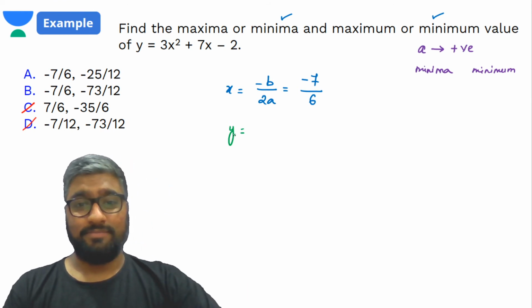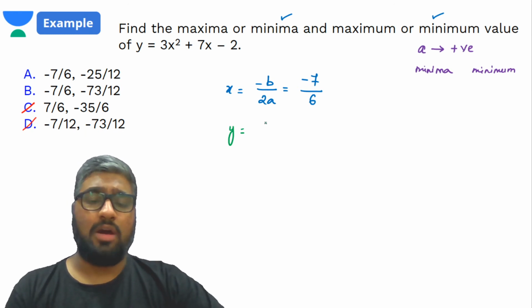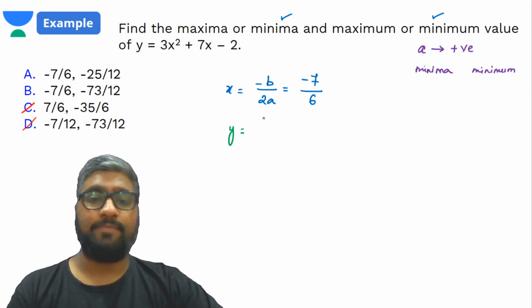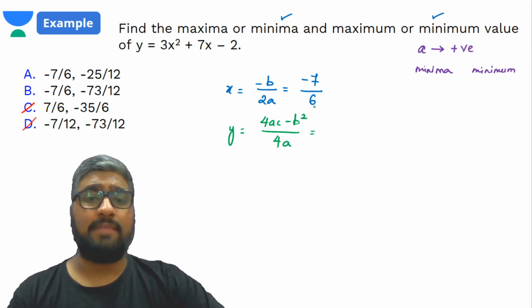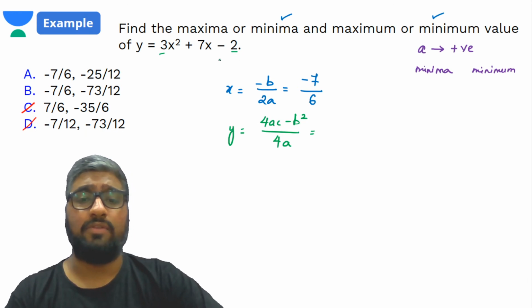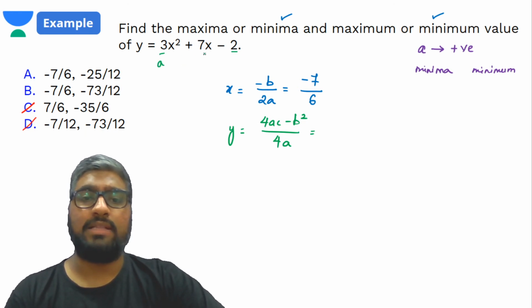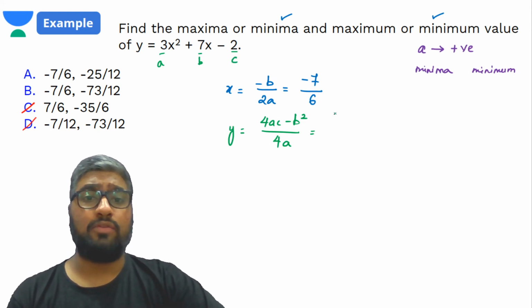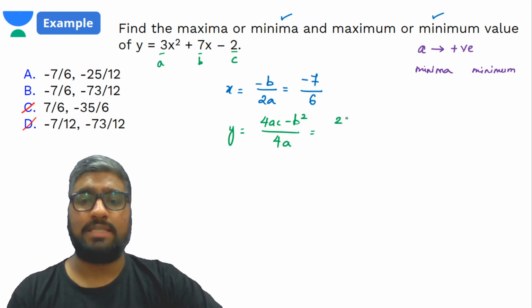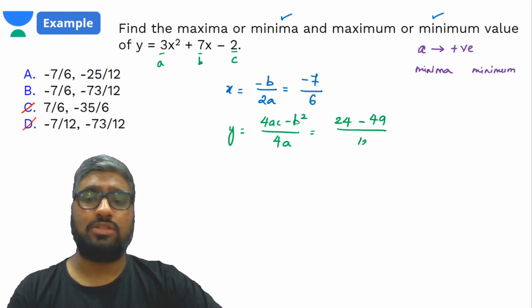So what is the minimum value of y, or how would you find out the minimum value of y? You would do what? 4ac minus b square by 4a. So what's 4 times AC? Yes, this is A. If you think you are someone who can get easily confused, label these, right? So 4 times AC would be how much? 4 times 6, that's 24, minus what is B square? 7 square, that is 49, over 4 times A, which is 12.